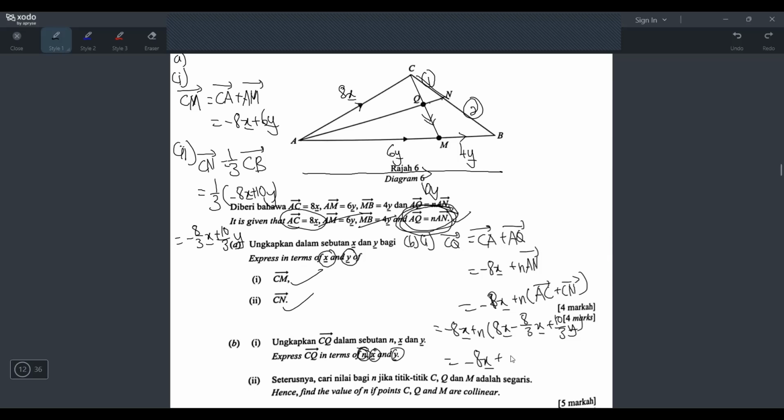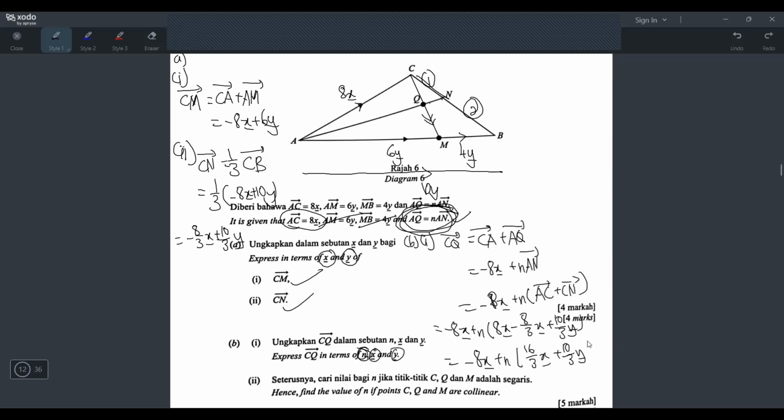So negative 8x plus, okay, multiply n, 8 and x, multiply n, 8 over 3 and x. Wait, let me think. Okay lah, I think you can subtract first, right? Yeah, so the n, I don't want to expand first, I subtract first. 8x minus 8 over 3x. x with x can do. So press calculator, 8 minus 8 over 3. My calculator gives me 16 over 3x. So this one is 16 over 3x lah. And then plus 10 over 3y.